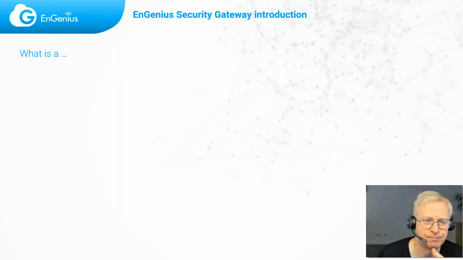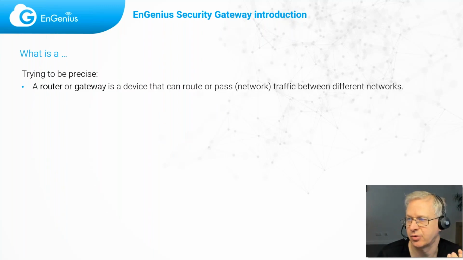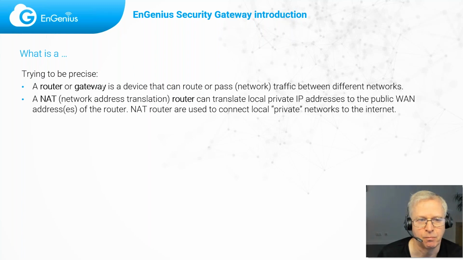So first, what's a router or a gateway? A router or a gateway is a device that passes traffic between networks. A NAT, or network address translation, router can translate local private IP addresses to public WAN IP addresses. NAT routers are usually used because we use local private networks on our inside and want to connect those to the internet, which does not route any private networks, or at least it shouldn't.